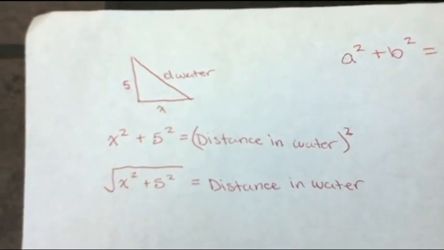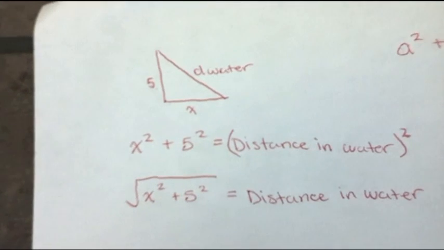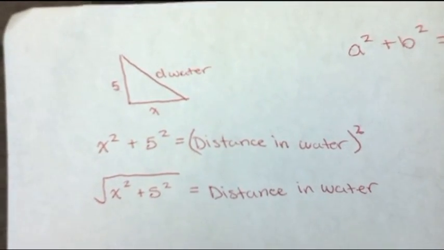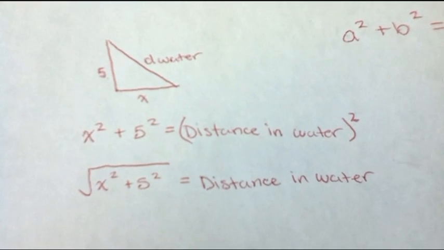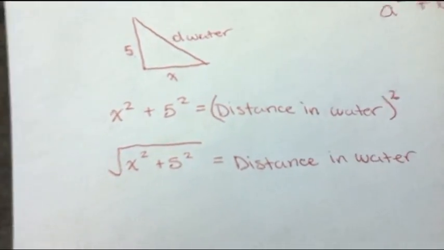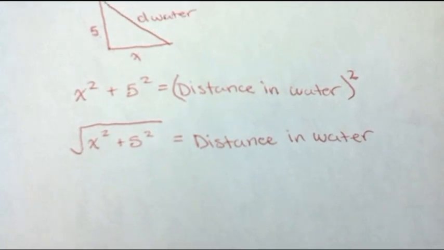With the triangle you have created, use the Pythagorean theorem to find your distance in water. a squared plus b squared equals c squared is your Pythagorean theorem. Therefore, it would be x squared plus 5 squared equals your distance in water squared, which means that the square root of x squared plus 5 squared will equal your distance in water.